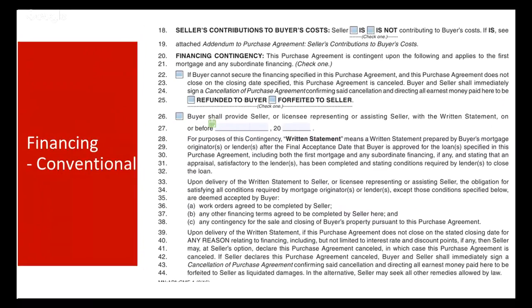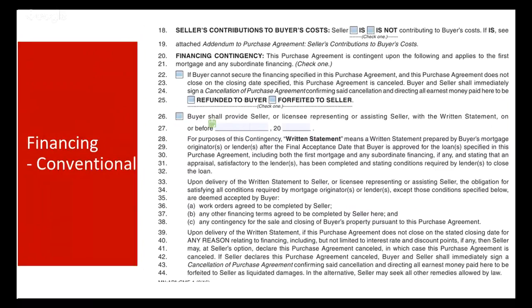So the buyer, or really the buyer's lender, or even the buyer's agent, shall provide the seller a written statement on or before insert date, usually a week to week and a half prior to closing. For the purposes of this contingency, a written statement means a written statement prepared by buyer's mortgage originator or lender after the acceptance date that the buyer is approved for the loan specified in this purchase agreement, including both the first mortgage and any subordinate financing, if any, and stating that an appraisal satisfactory to the lender has been completed and stating conditions required by the lender to close the loan.